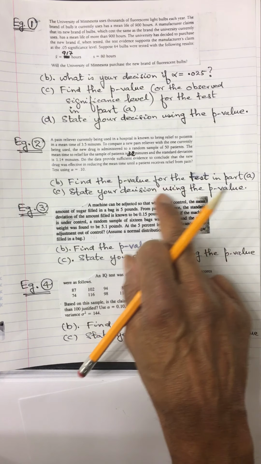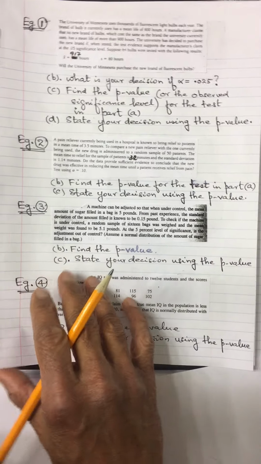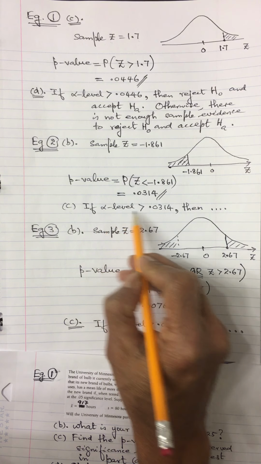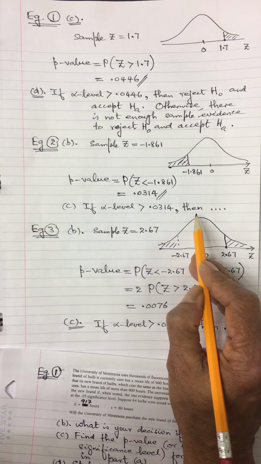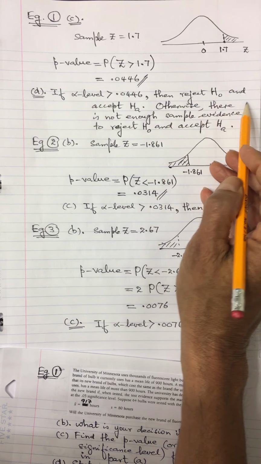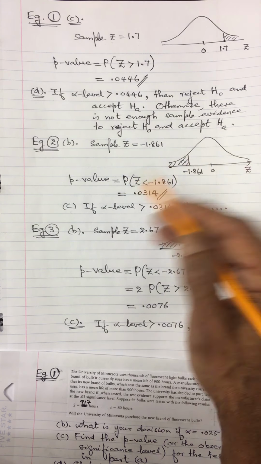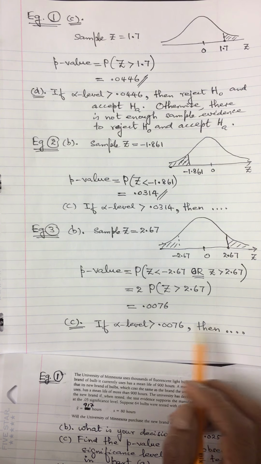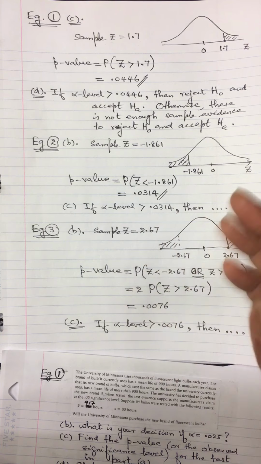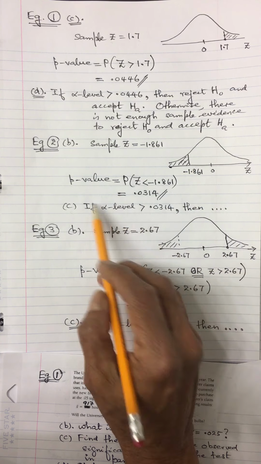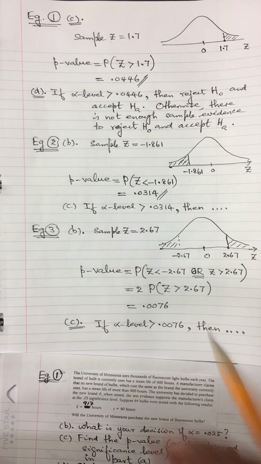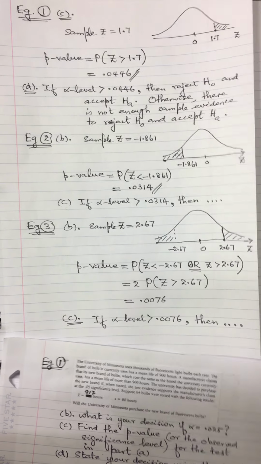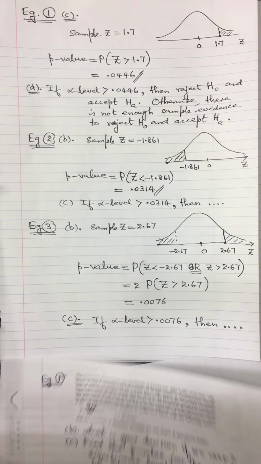State your decision using the p-value is exactly the same thing. If the alpha level is bigger than this value, then reject H0 and accept HA. Otherwise, there's not enough evidence to reject H0 and accept HA. In other words, the new drug is better than the old, if this is the case; otherwise you cannot say that. All right, the third example, this one.